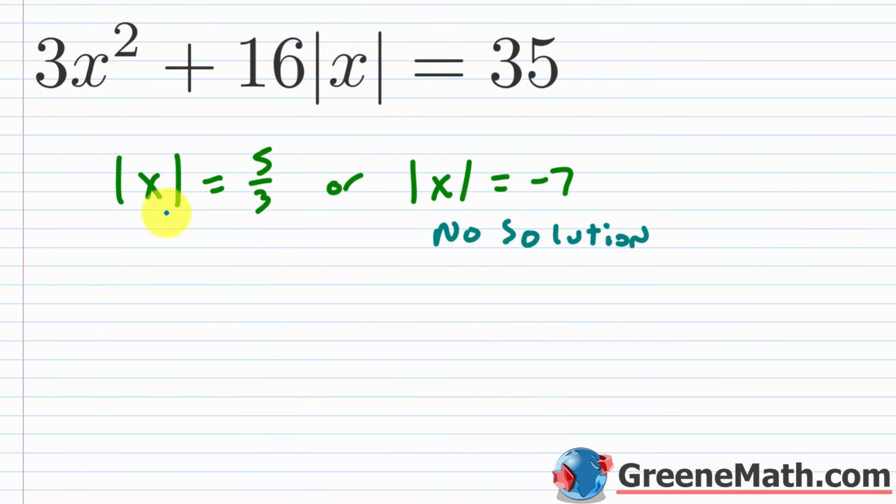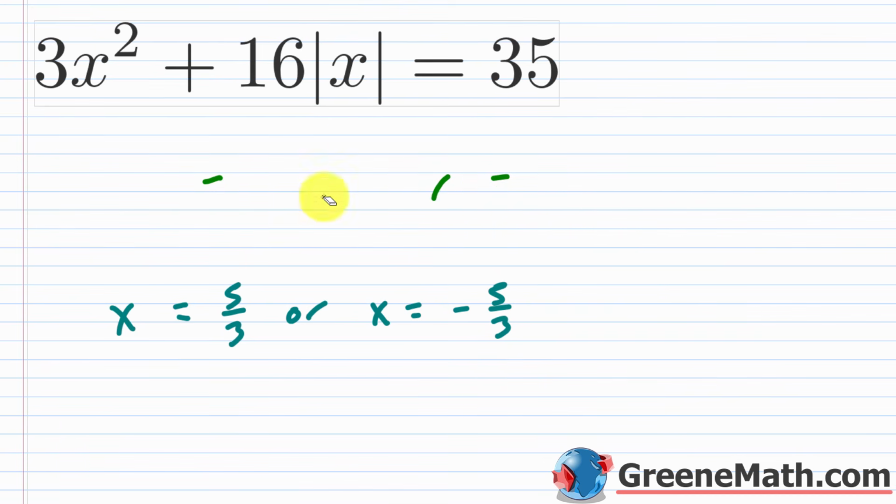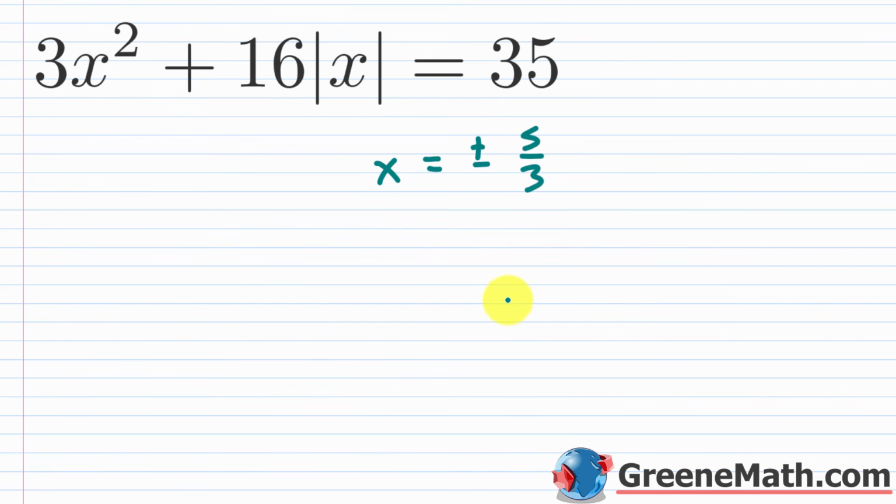And then over here, this is really simple. If the absolute value of x is set equal to 5/3, well then x is 5/3, or x is negative 5/3, right? And you can write this in a more condensed form by just saying that x is equal to plus or minus 5/3. So that would be your solution. You can pause the video and check each one and verify that they work.